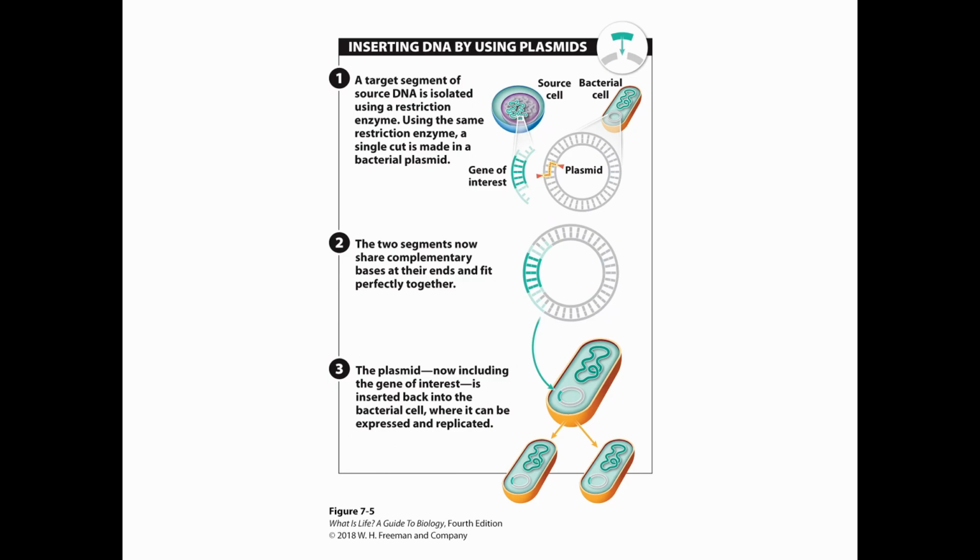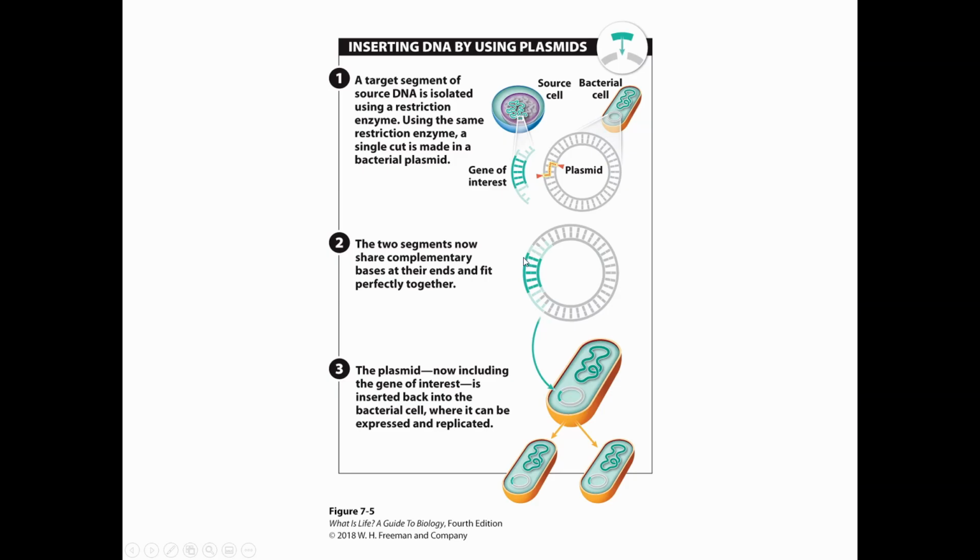The third technique is inserting DNA using plasmids. So we have some sort of gene we are interested in that we want to use. We find that in our source DNA, we use the restriction enzymes, see how we're using other techniques as well, to remove that gene of interest and then introduce it into a bacterial plasmid. So we cut the plasmid open after removing the gene and then insert the gene of interest into that plasmid. So now we have a circular piece of DNA with the gene we're interested in.